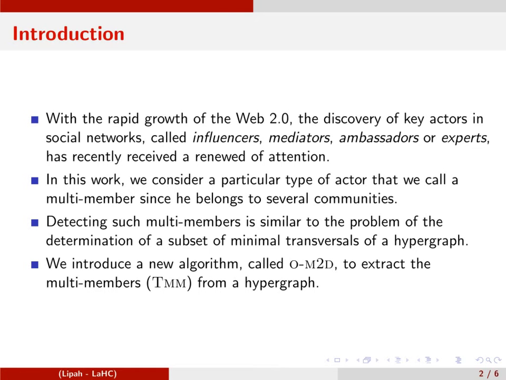In this sense, we prove that detecting multi-members is similar to the problem of the determination of a subset of minimal transversals of a hypergraph. So, a social network is represented by a hypergraph, wherein vertices are the actors and hyperedges represent the communities. A new algorithm, called OM2, is introduced to extract the multi-members, TMM, from a hypergraph.